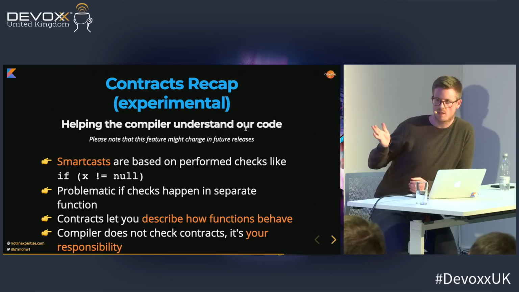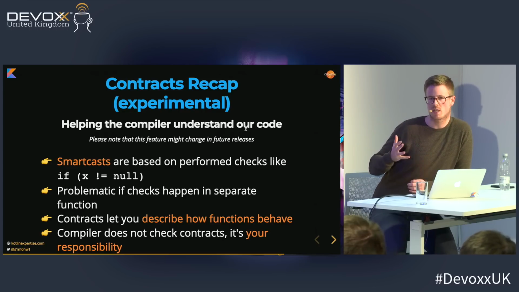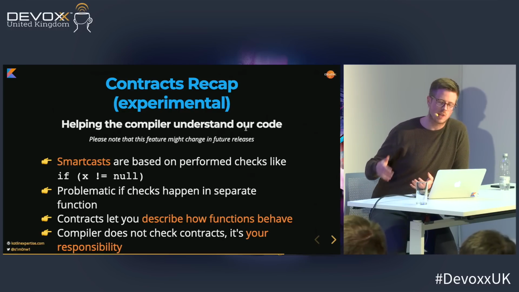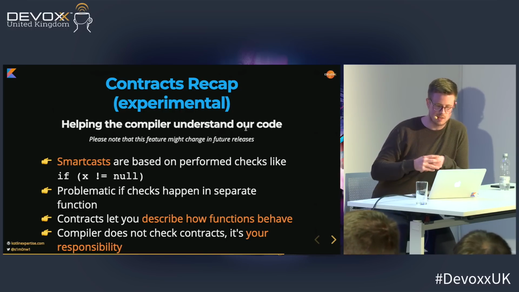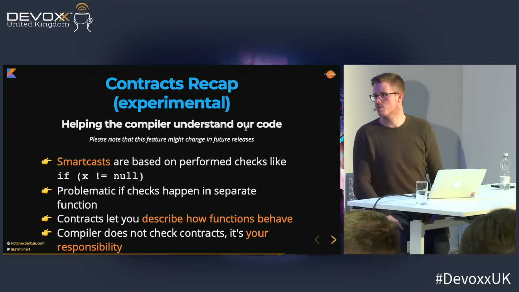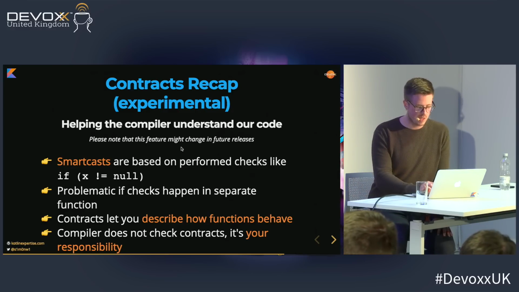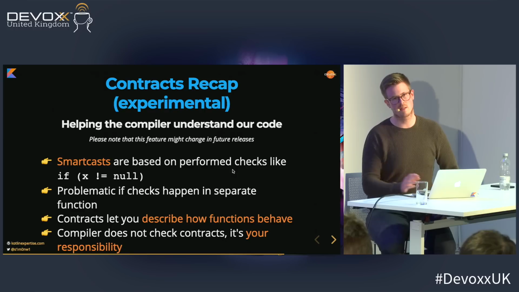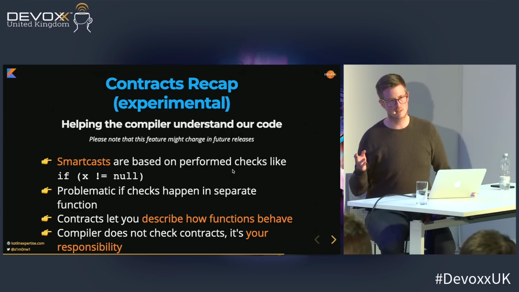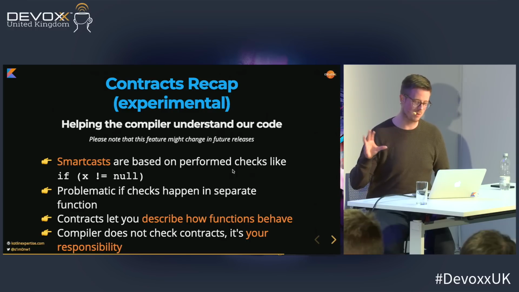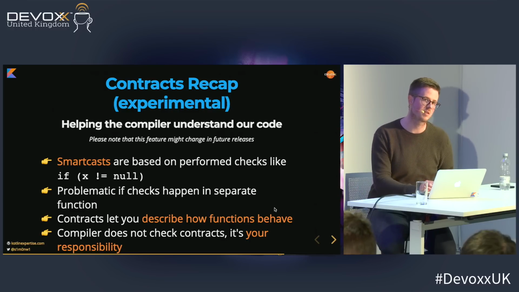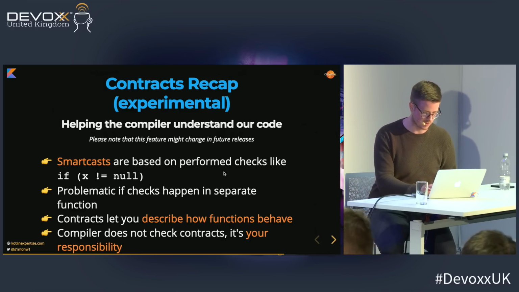So smart casts are always based on performed checks, like if something is not null, and then the smart cast will happen. But this is problematic if the checks happen in a separate function. And the contracts let us describe how functions behave. One thing to remember is that these contracts are not checked by the compiler. Whatever you say in the contract, the compiler will believe you. So it's your responsibility to use this feature sensibly.